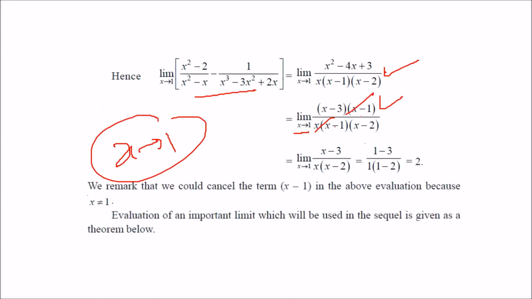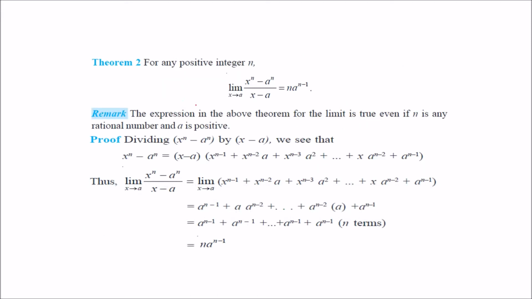In a similar fashion, you can cancel x minus 1 because the reason or the logic behind it is that x is not 1, x is tending to 1. Now you can get the value as 2. So you have got a value which is near to those infinites. So you have got the value as 2.